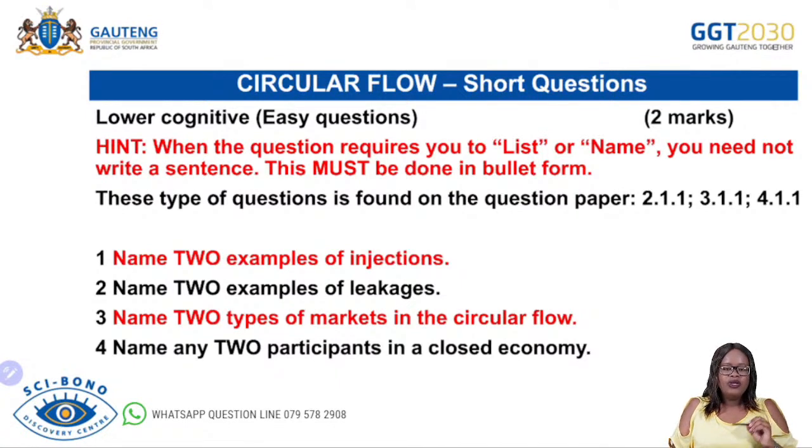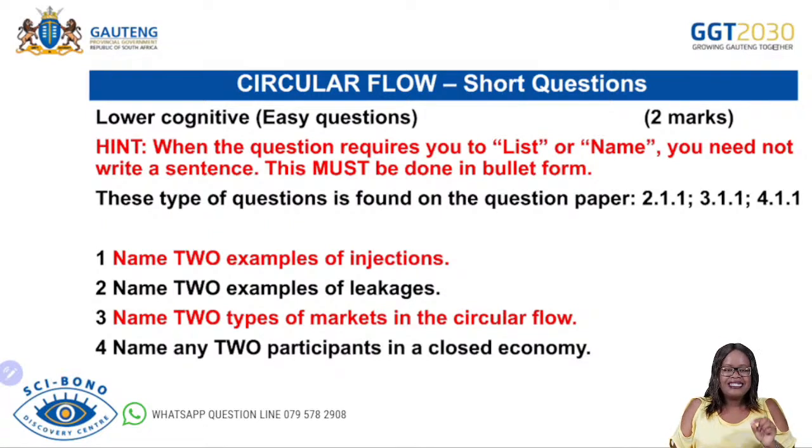What also is important is that when answering such questions, you must answer in a bullet form or bullet point. Also, just for the sake of clarity, these questions usually appear in your question paper as question 2.1.1, 3.1.1, or question 4.1.1, and those are found in section B of your question paper.